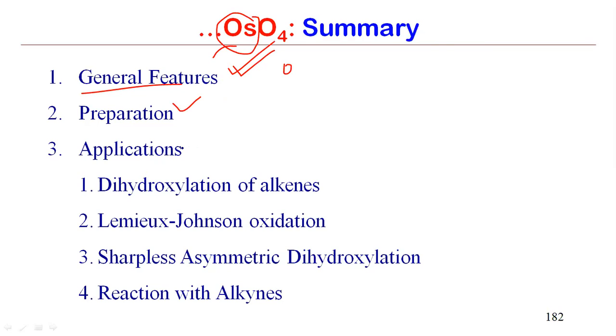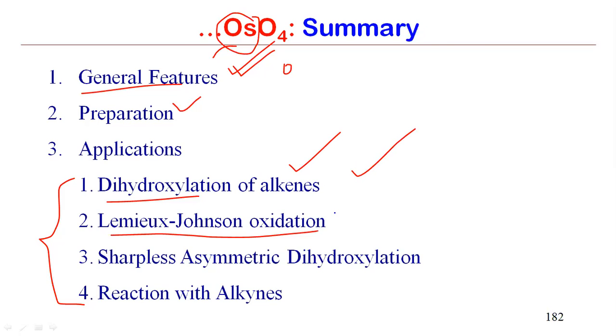As far as the applications are concerned, there are basically four main applications directly related to this reagent. The first one, which is extremely important, is dihydroxylation of alkene. Once we are treating any alkene with osmium tetroxide, an osmate ester will be formed through a 3+2 cycloaddition reaction, and it will give rise to the dihydroxylation compound after hydrolysis. Then the second one is the Lemieux-Johnson oxidation. Once we are treating this reagent in the presence of sodium periodate, oxidative cleavage of the carbon-carbon bond takes place and the respective carbonyl compound is regenerated.